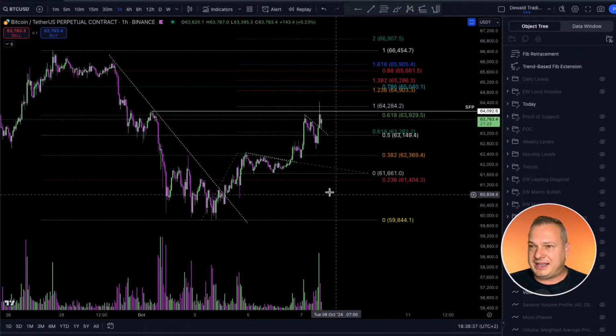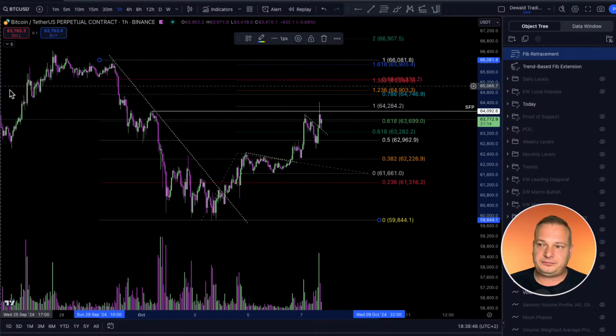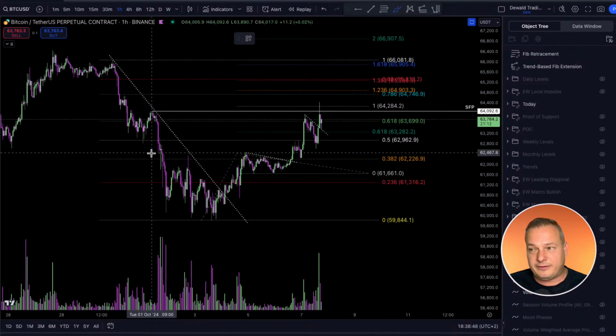The most bullish case scenario that I see over here is the 1.618, which can then turn into a 5-wave structure.